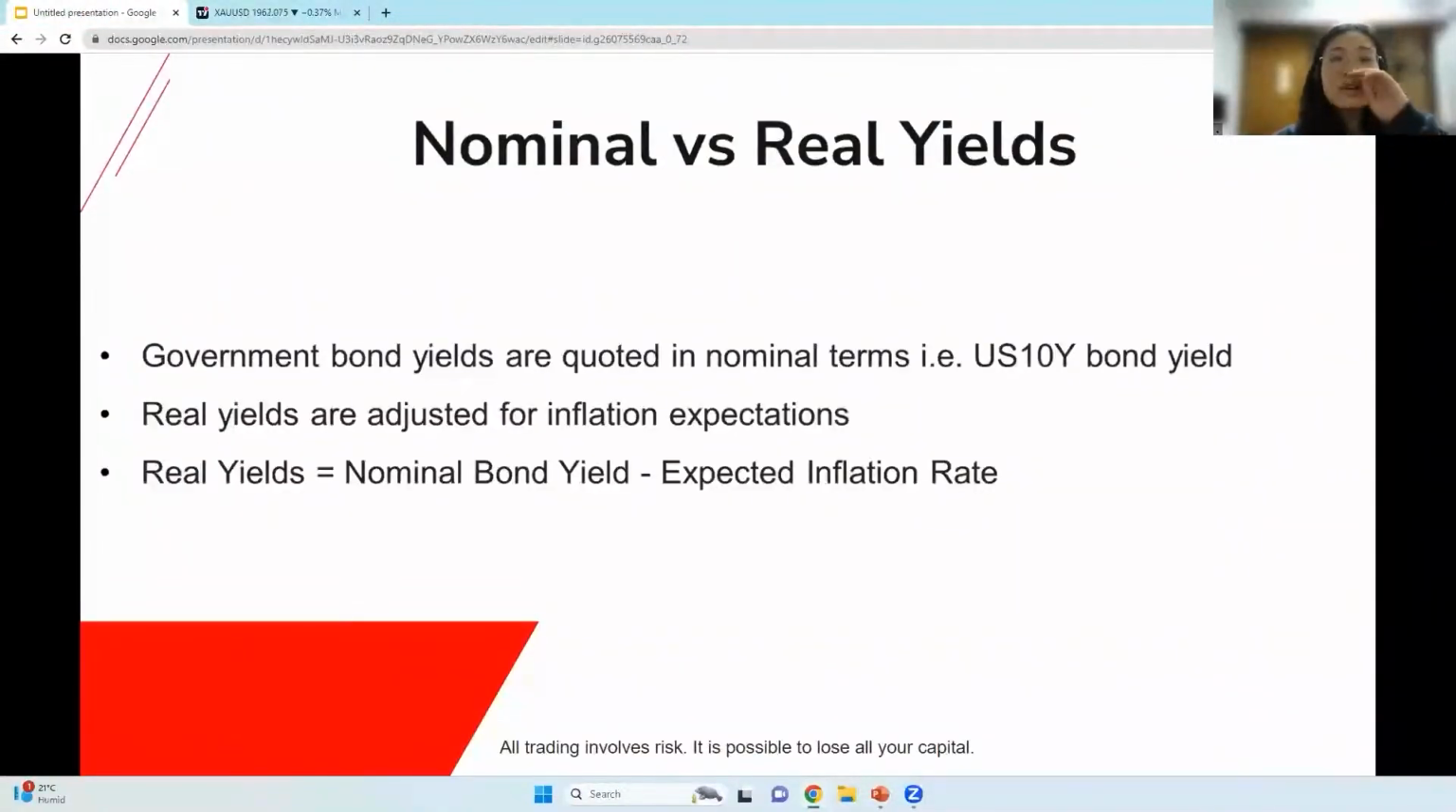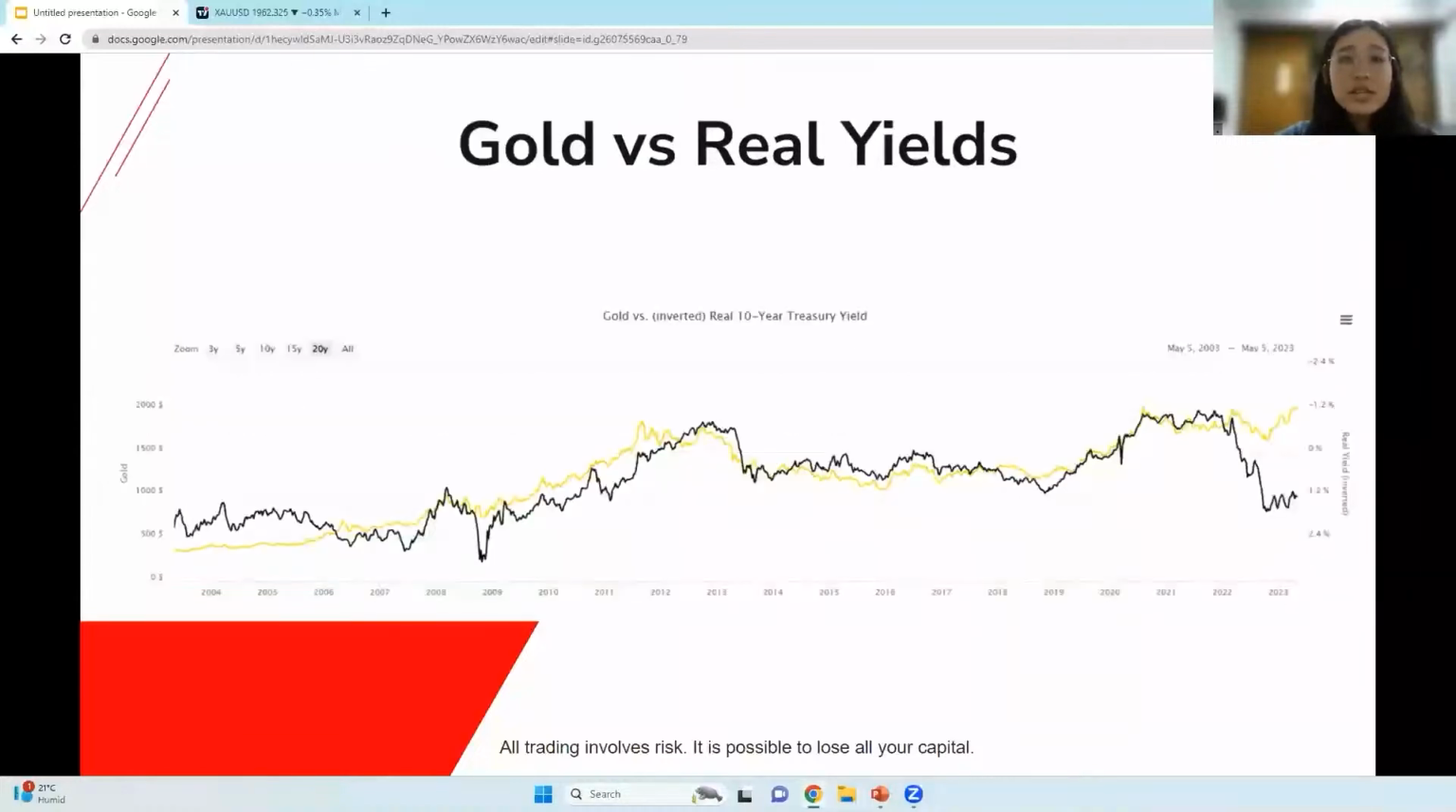So now we're going to be talking about the real yield relationship with gold. Government bond yields are quoted in nominal terms, i.e., the US 10-year bond yield, and real yields are adjusted for inflation expectations. So real yield equals nominal bond yield minus the expected inflation rate. Now if we look at this chart, this is gold versus real yields.